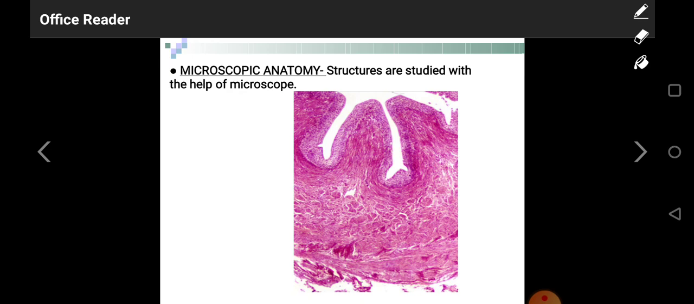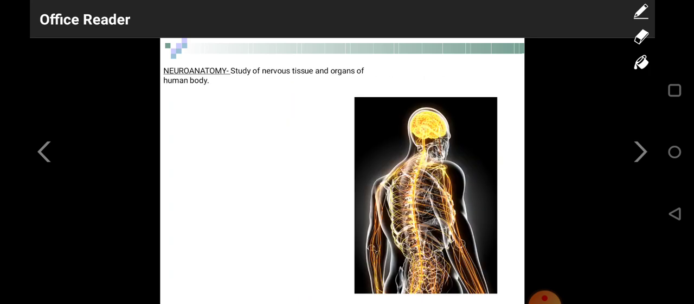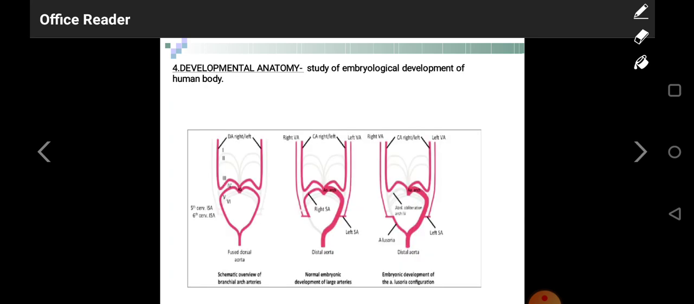This is the microscopic anatomy. Here the structures are studied with the help of a microscope. Then neuroanatomy: it is the study of nervous tissue and organs of the human body. Developmental anatomy: it is the study of embryological development of the human body.